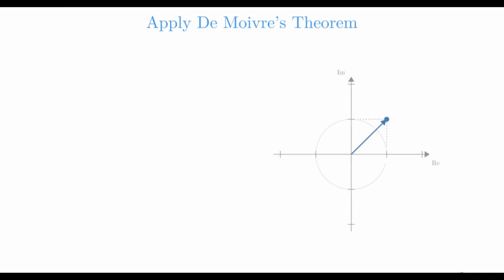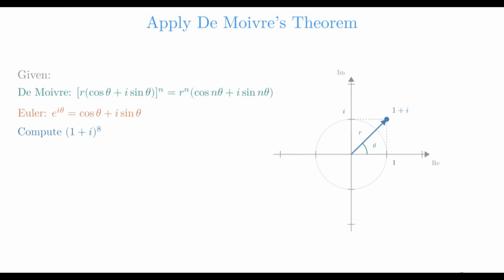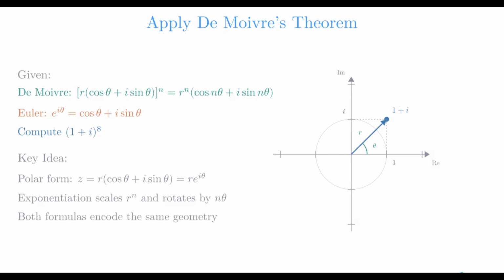How do you raise 1 plus i to the 8th power? Multiplying it out algebraically would be painful, but in polar form it becomes one clean step. Students often try to expand the binomial. The trick is to see complex multiplication as rotation and scaling. That's exactly what de Moivre's theorem captures.